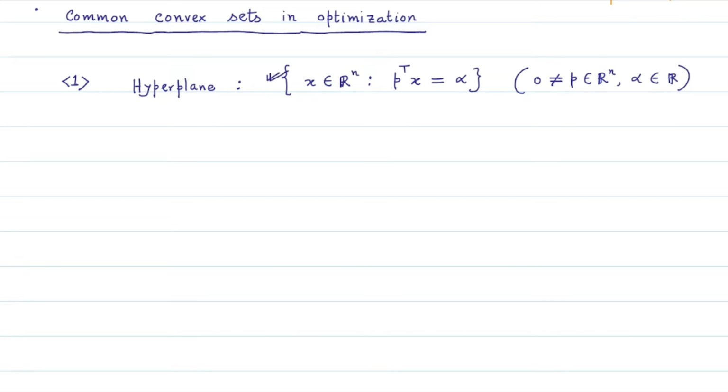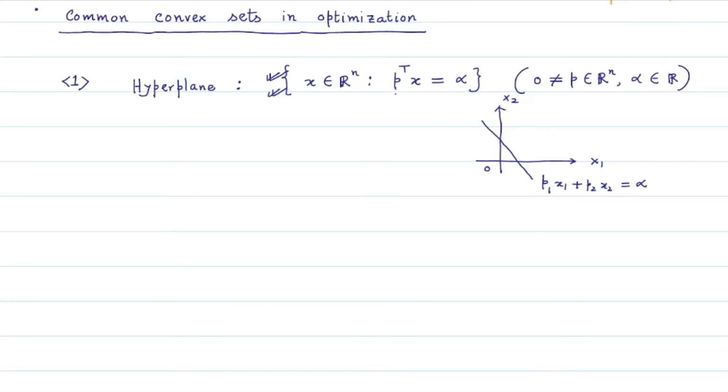This set geometrically in the R2 plane is a line given by the expression p1 x1 plus p2 x2 is equal to some scalar alpha. Here p1, p2 are two real numbers. In R3 space, this set gives us a plane, and in R4 or more than three-dimensional spaces, this set represents a surface that we call a hyperplane. It is very easy to check for this set to be convex.